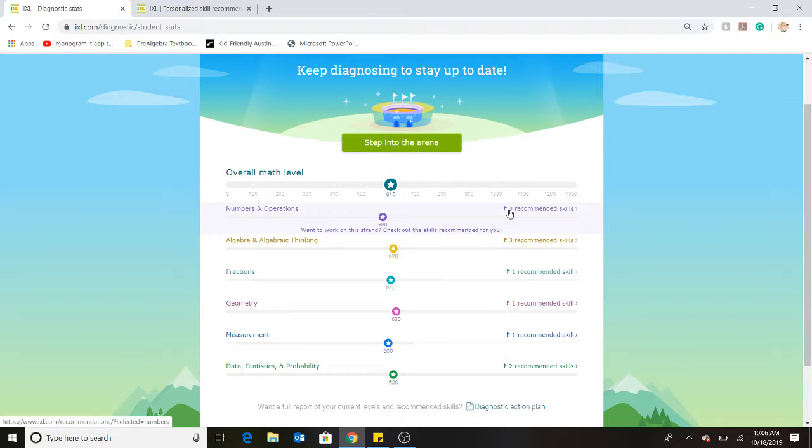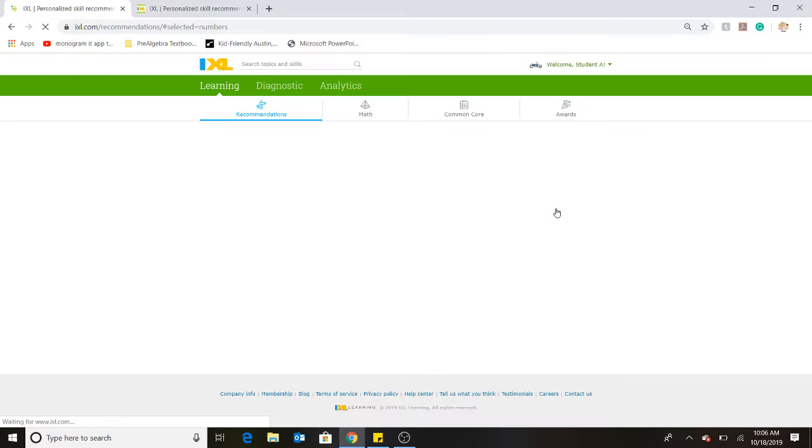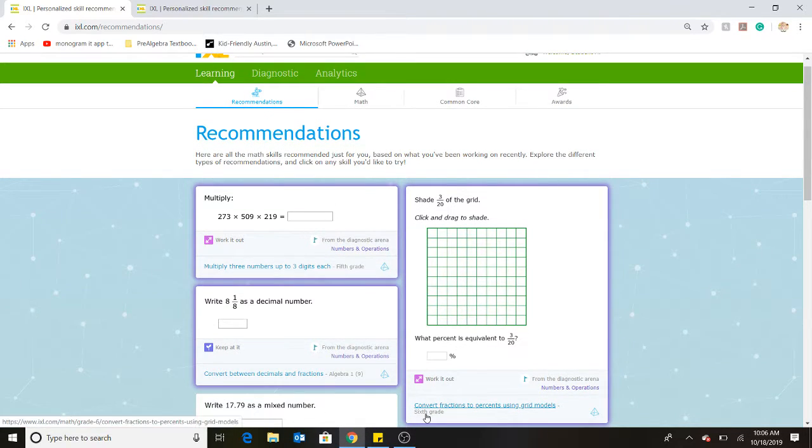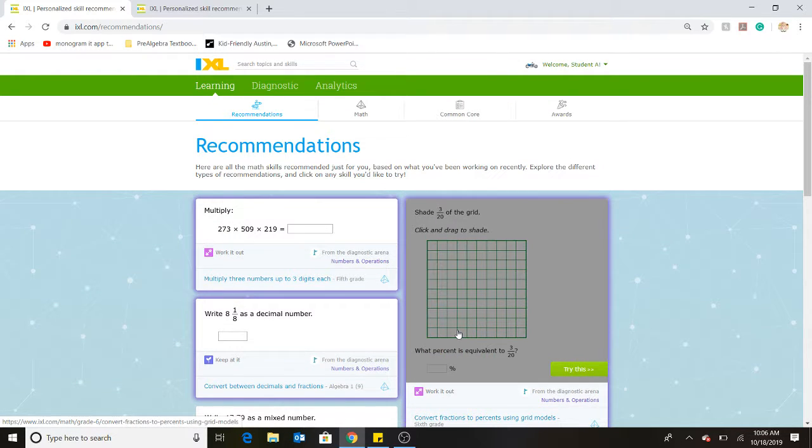So if you notice it says 3 recommended skills, if you were to click on that, it would take you to those 3 skills. They are highlighted in purple. Now, those skills may not be on grade level because they're trying to get your student to work to build that section up. So for instance, this one's a 5th grade level. This one's an Algebra 1 level, a 9. So this one's above grade level. This one is 6th grade. And you'll notice it says from the diagnostic arena. So this is where I pick their personal skill for the week.